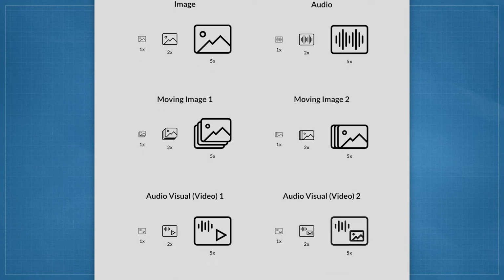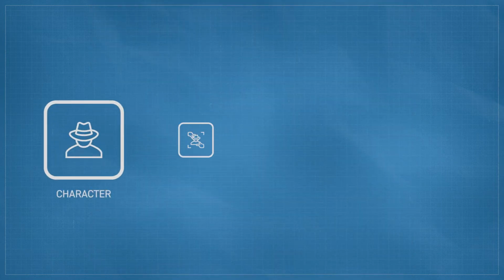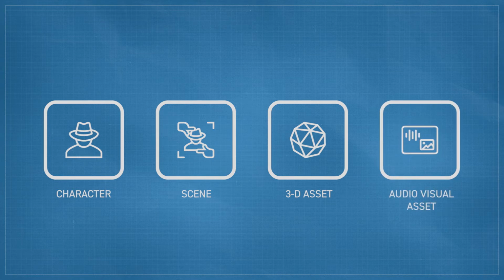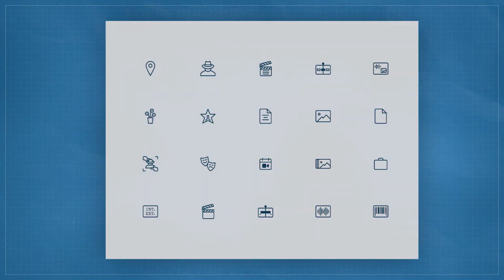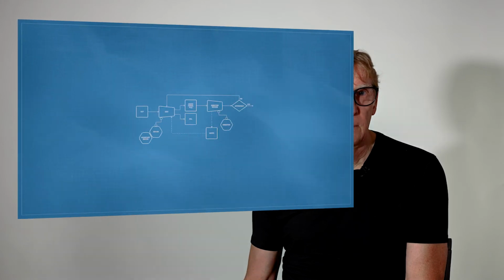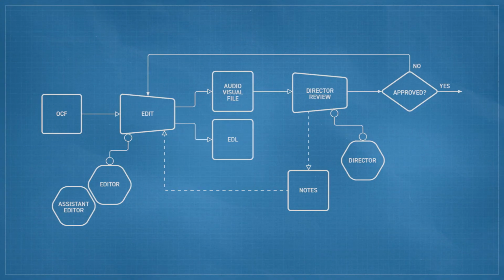For example, here are the icons for a character, a scene, a 3D asset, and an audio-visual asset. We will continue to add icons for more advanced concepts and ideas as we go forward. We encourage the community to extend the library, and of course, users can always use their own or the icons specific to their organization. So let's swap in some icons for our assets here.